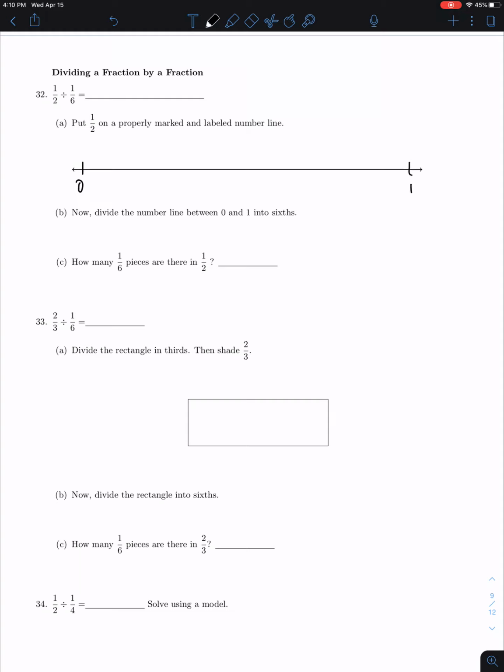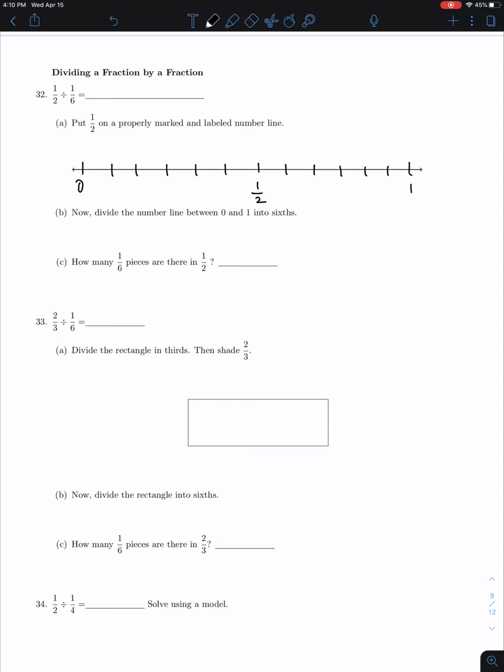So in this case, I'm going to go 0 to 1, and then halfway in the middle would be my 1/2. And so now, since we're dividing by 1/6, I want to divide the number line between 0 and 1 into 6 chunks. So I need 5 lines. So in this case, I'm going to get 1, 2, 3, 4, 5. So I didn't have to do 1/2 to 1, but I figure I might as well.